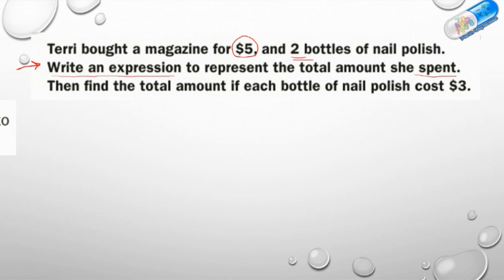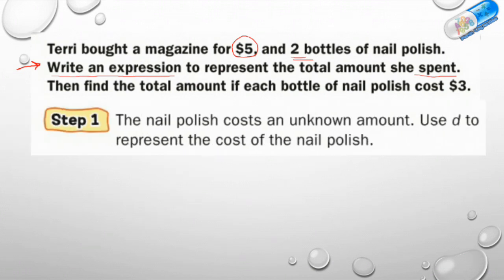So, step number one, the nail polish costs an unknown amount. So, we use D to represent the cost of the nail polish because I don't know how much the nail polish costs. So, I say that D is for one bottle of nail polish.